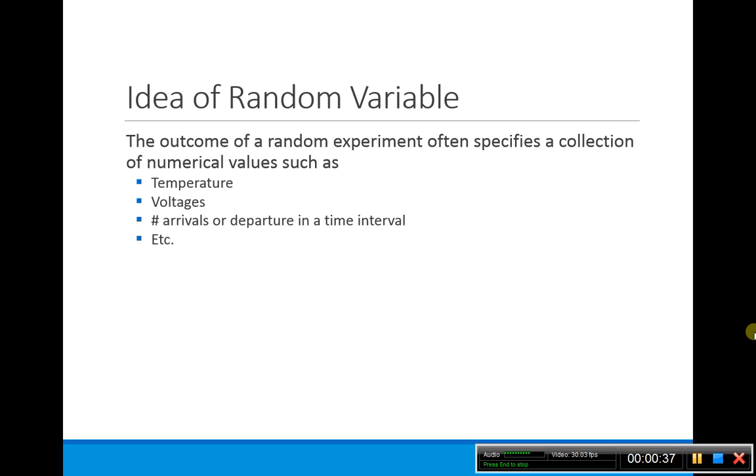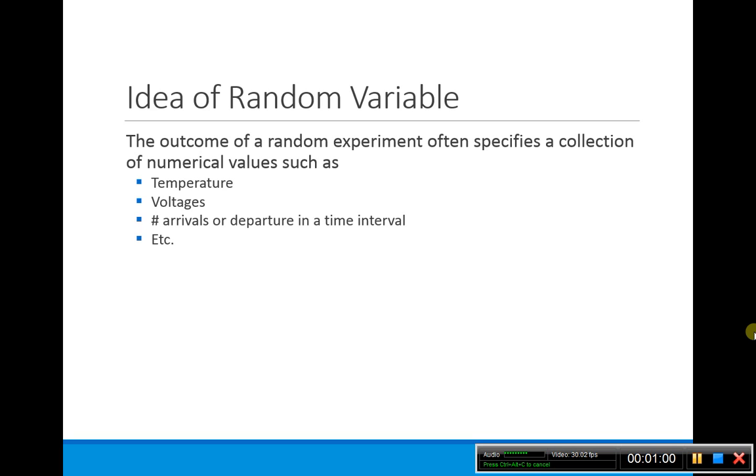So let's first talk about the idea of a random variable. If you're trying to measure something, let's say temperature or voltage, or you're trying to count the number of arrivals or departures in some time interval. Let's just think about the number of arrivals. Let's say you're in a hospital and you want to count how many patients arrive in a 5-minute time period.